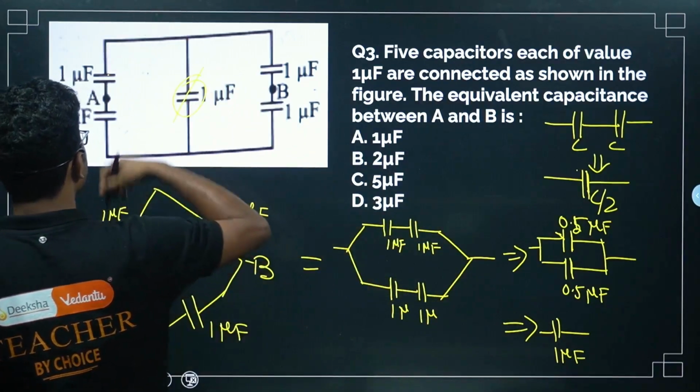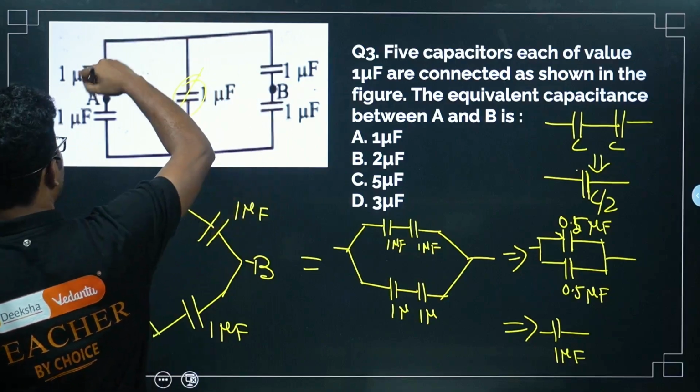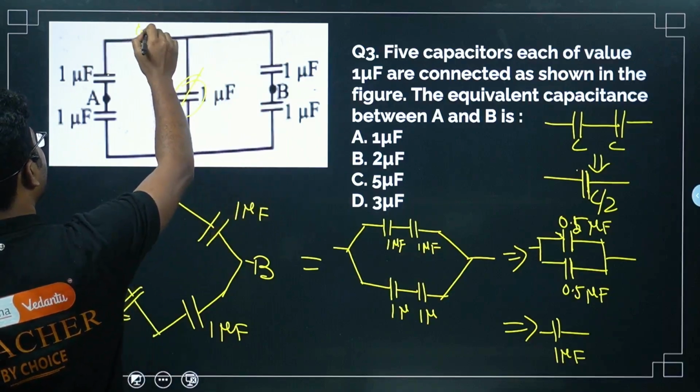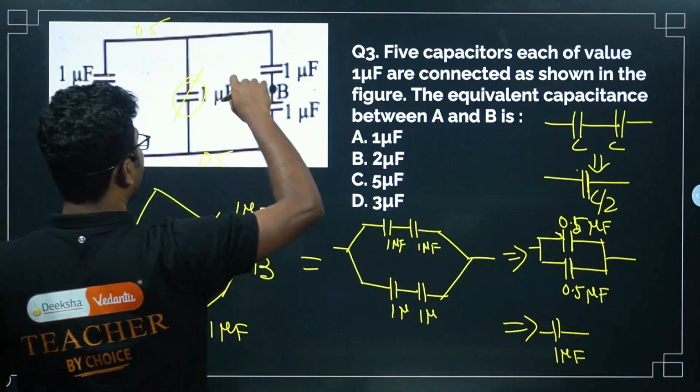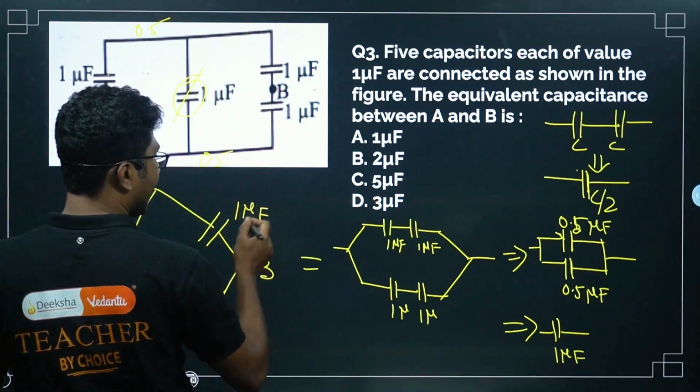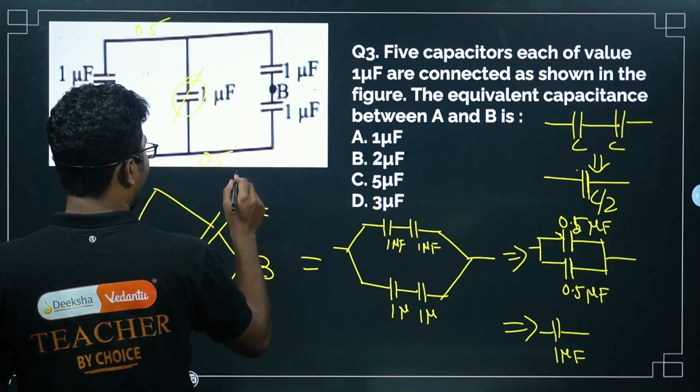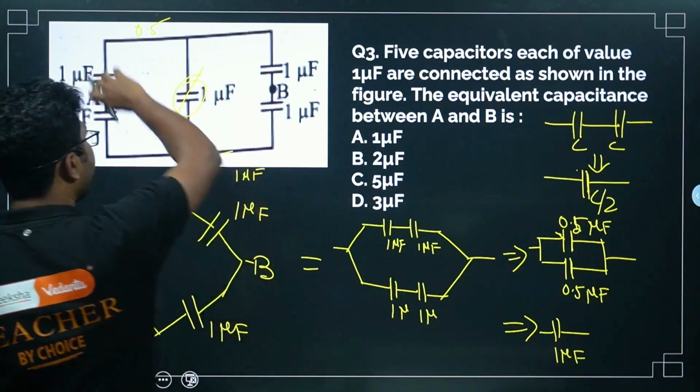First you have to cross this. Okay, these two are in series. These two are in series, means 0.5 microfarad here, 0.5 microfarad here. Then they are connected in parallel. Parallel means they will get added. Added means 1 microfarad. So you can simply solve it using this diagram.